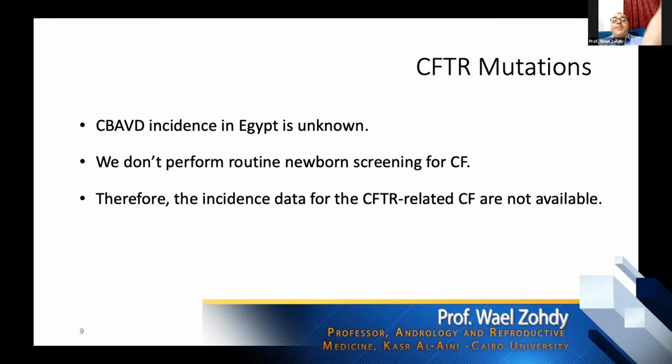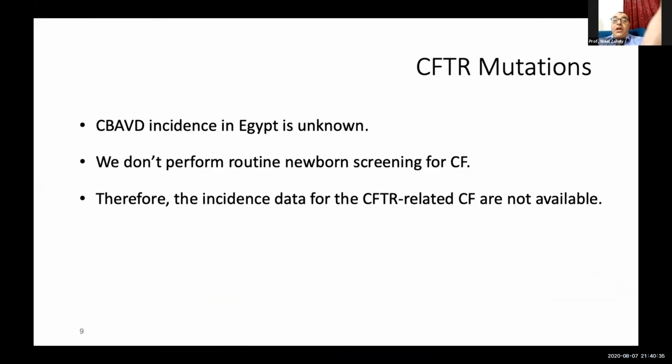Congenital bilateral absent vas deferens incidence in Egypt is so far unknown. We don't perform routine checks in our country for newborns to screen for cystic fibrosis. Therefore, the incidence data of CFTR-related cystic fibrosis is not available.